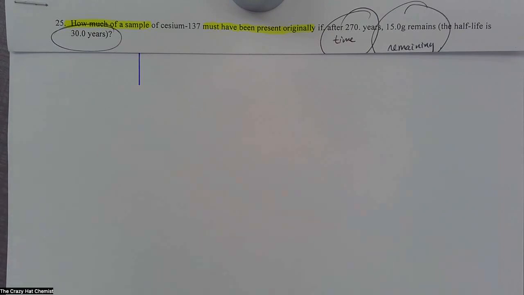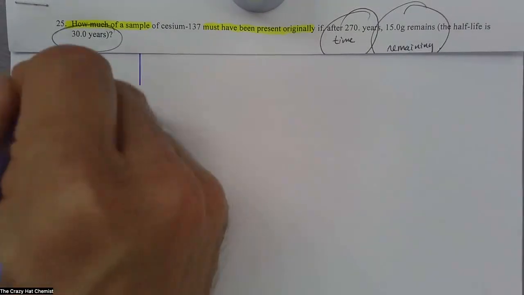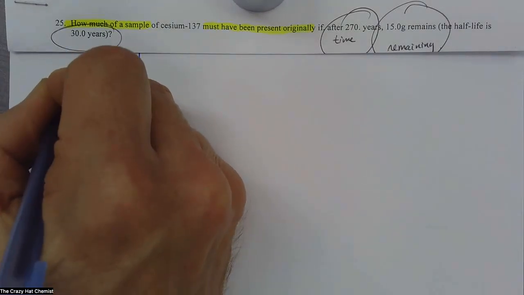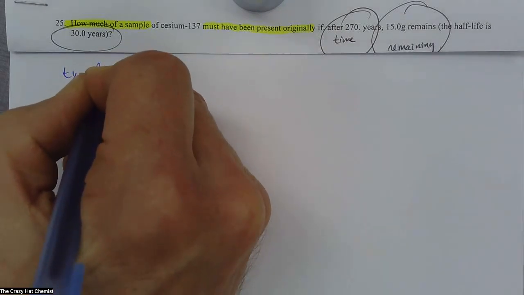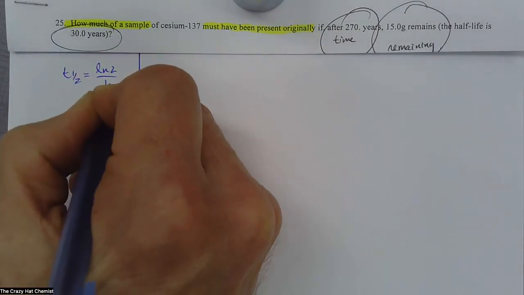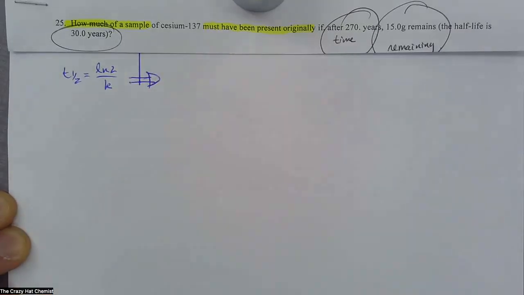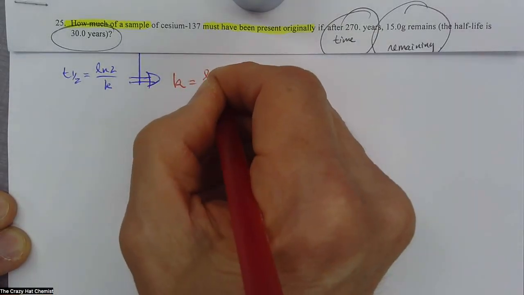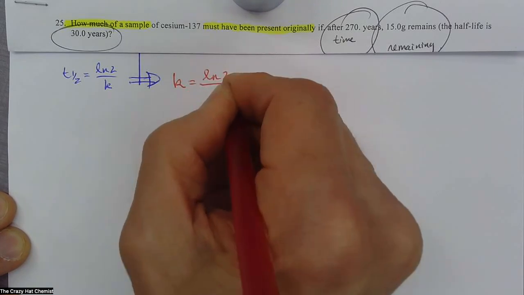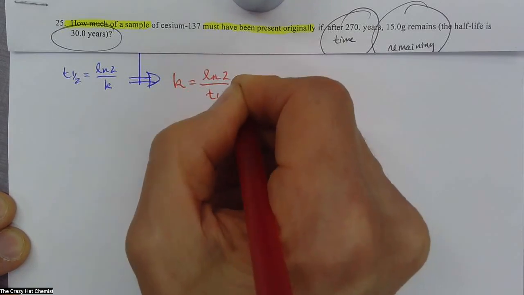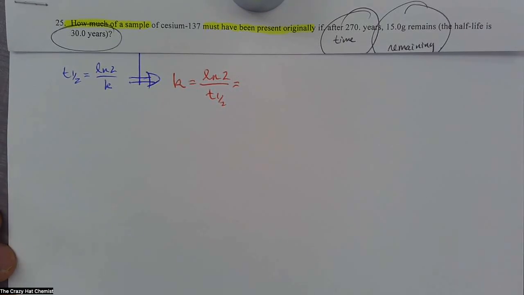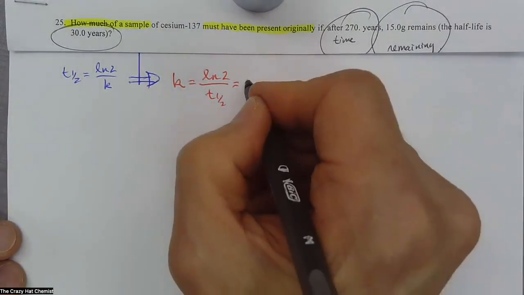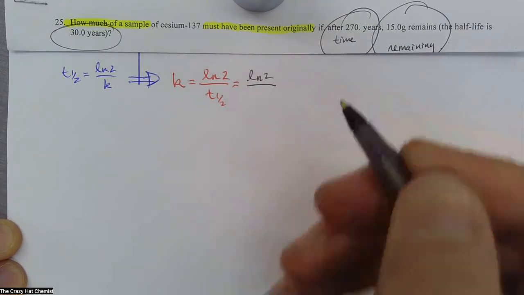Okay. So what we want to do is solve for k. Remember that t of 1/2 is equal to natural log of 2 over k. So we're going to rearrange this and solve for k. K is equal to natural log of 2 over t of 1/2. Now I'm going to substitute into here. I'm going to have natural log of 2 divided by t of 1/2.